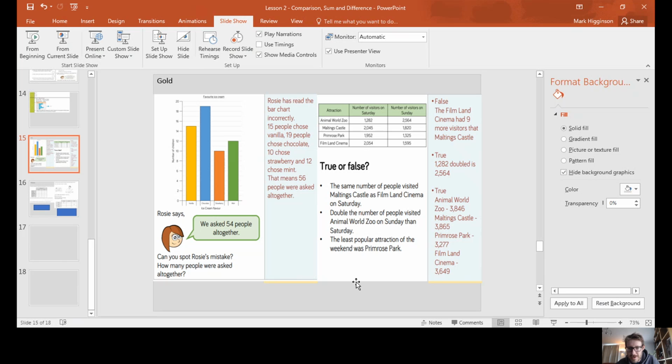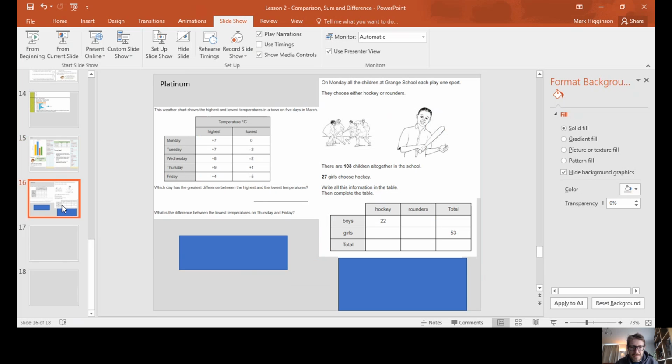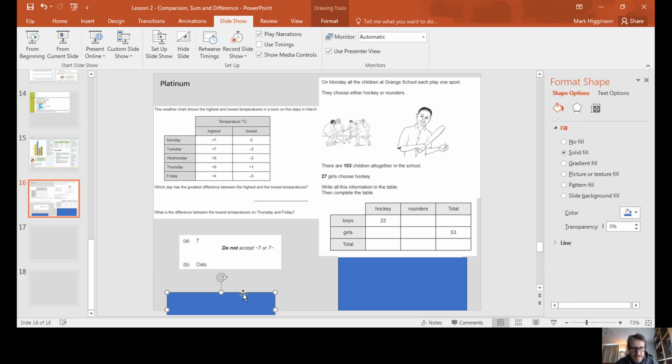And then the least popular attraction of the weekend was Primrose Park. So you needed to add up all the totals. This table didn't give you the total, so you would have had to work out all the totals yourself and then find out the least popular. And it would have been true. Primrose Park only had 3,277. The others had more.